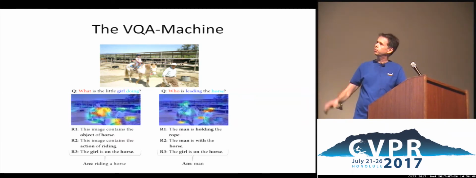And so here's an example. There's an image of a horse with a girl on it being led by a man in front of some stables. The question on the left is, what is the girl doing?